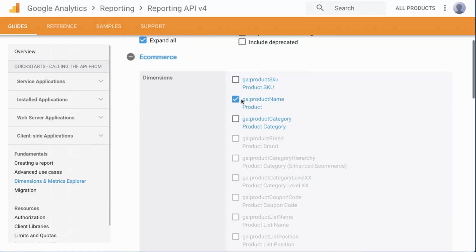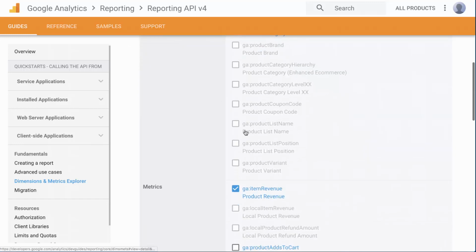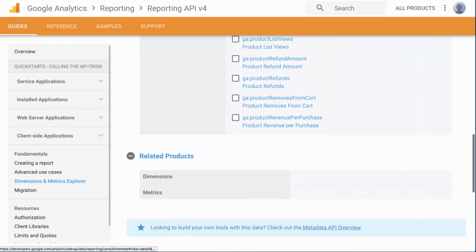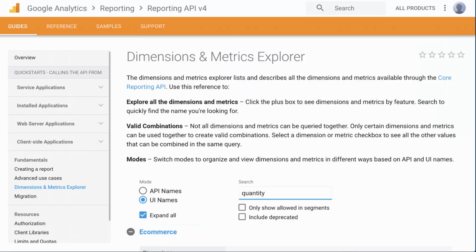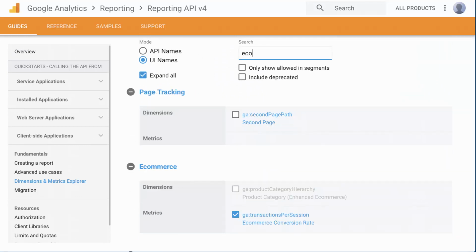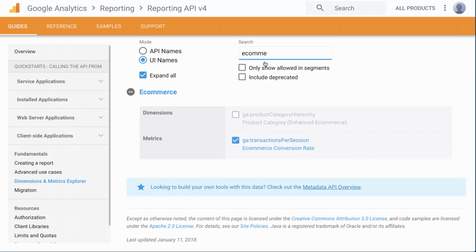And so you need to look at it from that perspective. So yes, we can have the dimension product name in a report. And then I went through again and I said, okay, well, can we add revenue? And I checked that box and I said, yes, we can add revenue. And then I went through again and I typed in, can we look at quantity? How many people bought? And you can see here, yes, quantity is available. And then the final one is e-commerce conversion rate. So I checked out e-commerce and it says, yes, we can do e-commerce conversion rate.